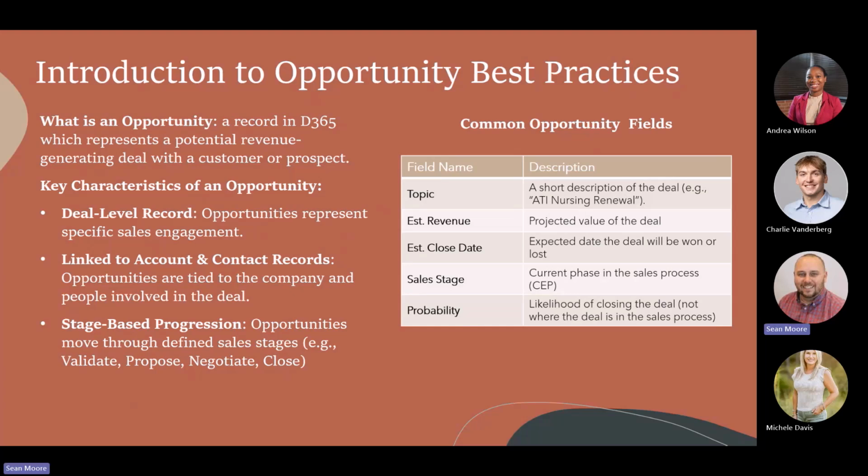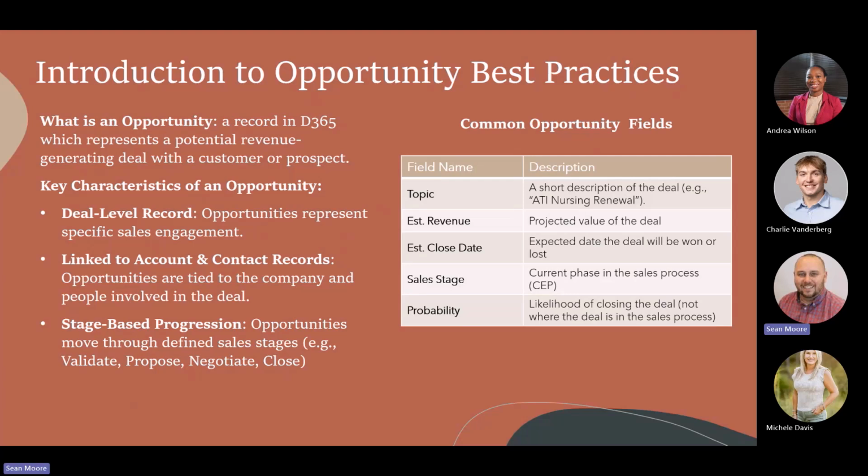There's some common fields within an opportunity that are pretty important. So the topic, that's going to be the short description of what the opportunity is. For example, ATI nursing renewal. I feel like a lot of times people use the cohort as that opportunity name, but just as long as you're being somewhat specific and consistent with the descriptions you use for that topic is definitely something that we want to do.